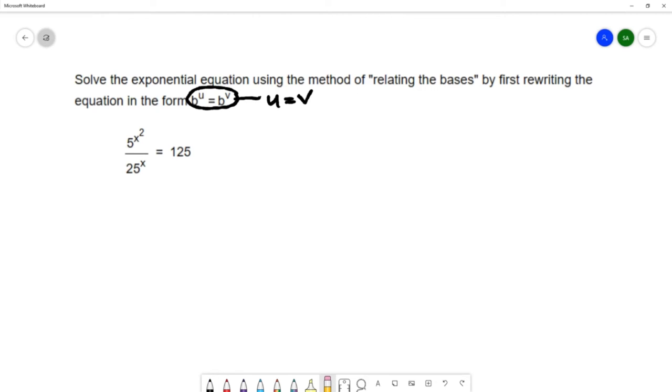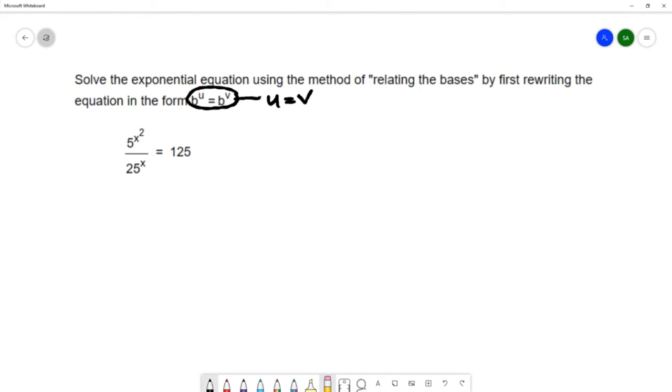The equation we'd like to use this property on is 5 to the x squared over 25 to the x equals 125. So we want to start by making the bases the same, and I am going to take a closer look at the bases that I have. I have a base of 5, a base of 25, and a base of 125. Notice that these all end in 5, and these also happen to be powers of 5. 5 is 5 to the first power, 25 is 5 to the second power, and 125 is 5 to the third power. So it seems like 5 would be a good base to transition to.